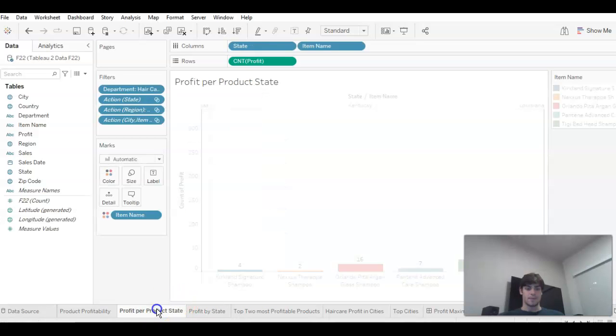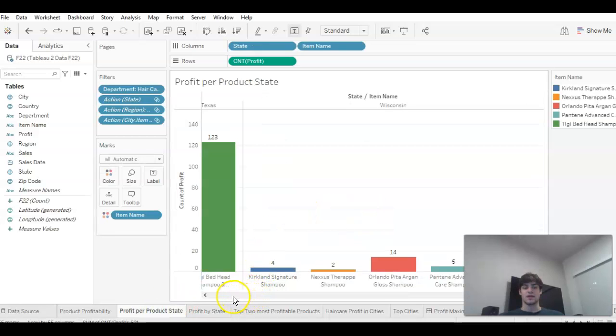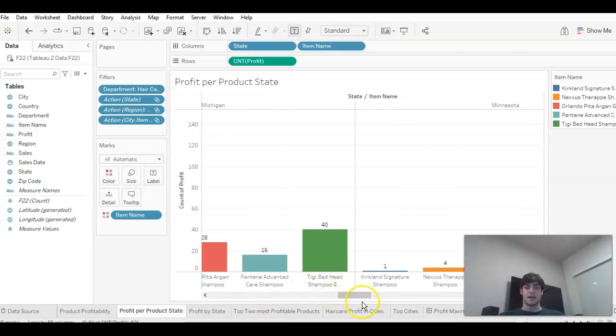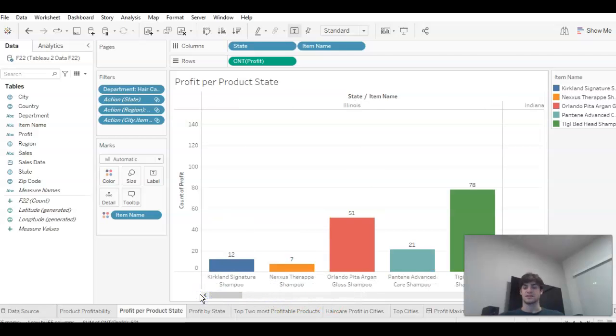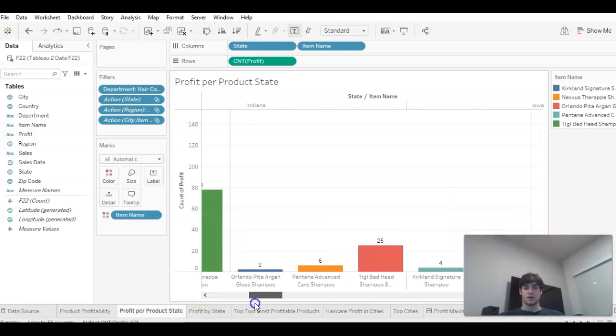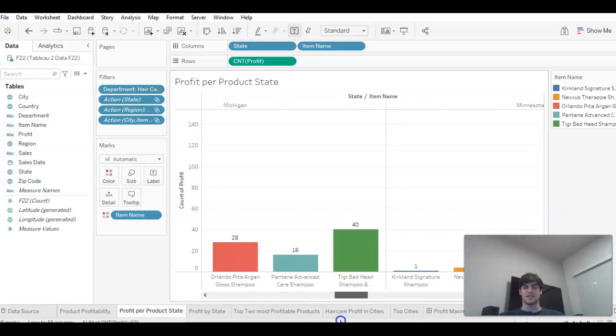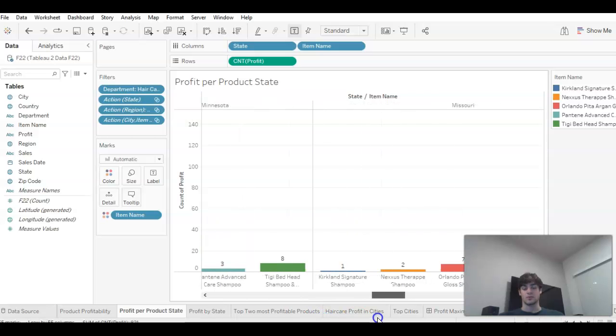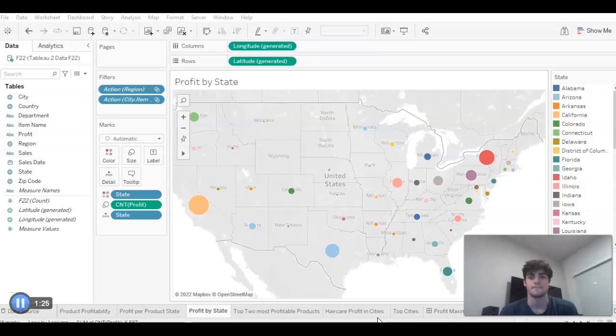The next thing I did was look at hair care product profitability by state. This is very important because not only do we want to find the most profitable product, but we want to know the best place to target our marketing. We want to find the best states or the best cities, anywhere really where we can sell the most of this product to make more profit and generate more revenue.